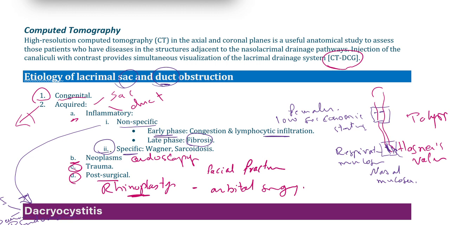Specific inflammation like Wegener's and sarcoidosis usually cause granulomatous inflammation, and during management they need systemic cortisone. Of course, the systemic cortisone we are using is prednisolone, not cortisone by name, as we discussed before. So before DCR, in a specific inflammatory stenosis of the nasolacrimal duct, systemic cortisone can be very beneficial.